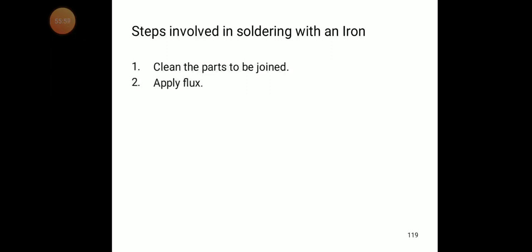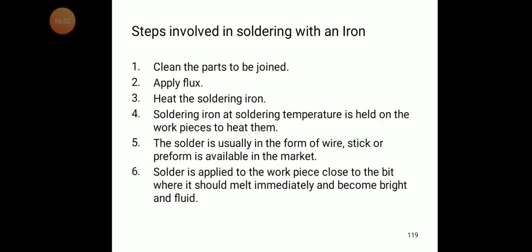Now let us see what we need to do when soldering with an iron. These are the steps involved in soldering with an iron. First, clean the parts to be joined. Then apply the flux. After applying the flux, heat the soldering iron.